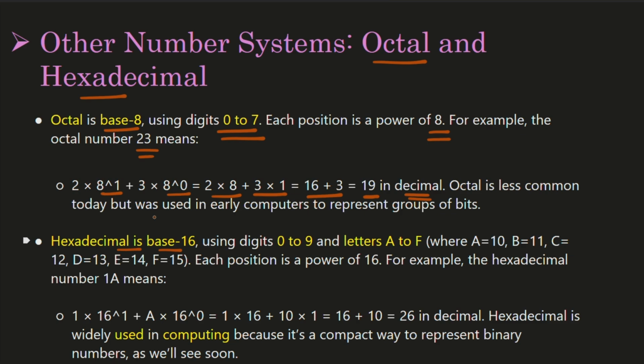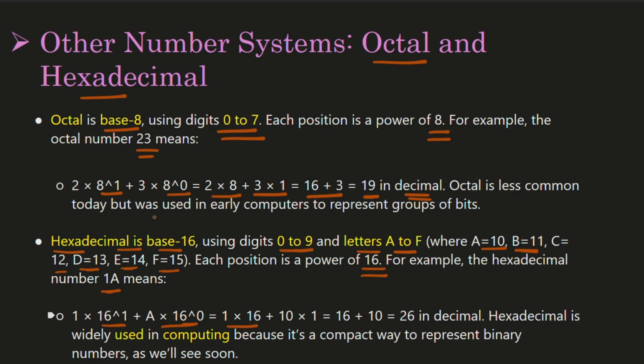Hexadecimal, on the other hand, is base 16, using digits 0 through 9 and the letters A through F, where A represents 10, B represents 11, C represents 12, D represents 13, E represents 14, and F represents 15. Each position is a power of 16. For example, the hexadecimal number 1A means 1 times 16 to the power 1, which is 16, plus A, which is 10, times 16 to the power 0, which is 1.